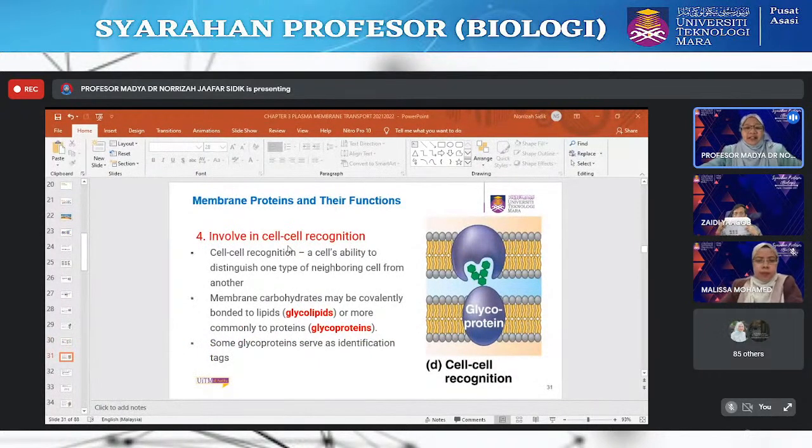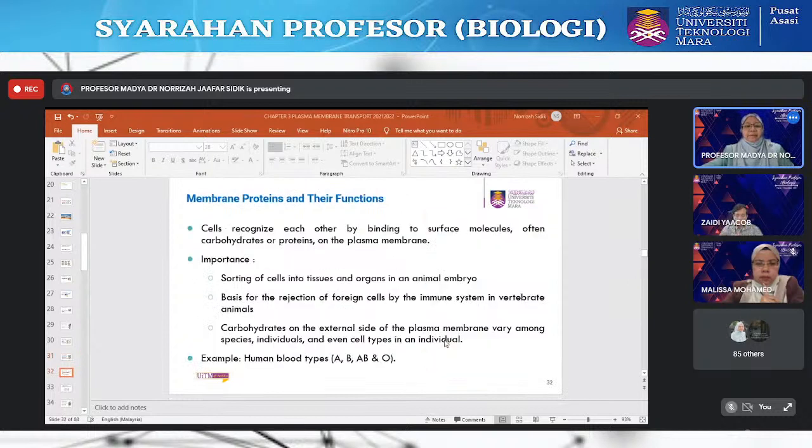Okay, the next function is involved in cell recognition. This is a cell's ability to distinguish one type of neighboring cell from another. The membrane carbohydrates may be covalently bonded to lipids, forming glycolipids, or more commonly to proteins, forming glycoproteins. Some glycoproteins serve as identification tags. Cells recognize each other by binding to surface molecules, often a carbohydrate or protein, on the plasma membrane. This is important for sorting of cells into tissues and organs in the animal embryo, and it is the basis for rejection of foreign cells by the immune system in vertebrate animals.